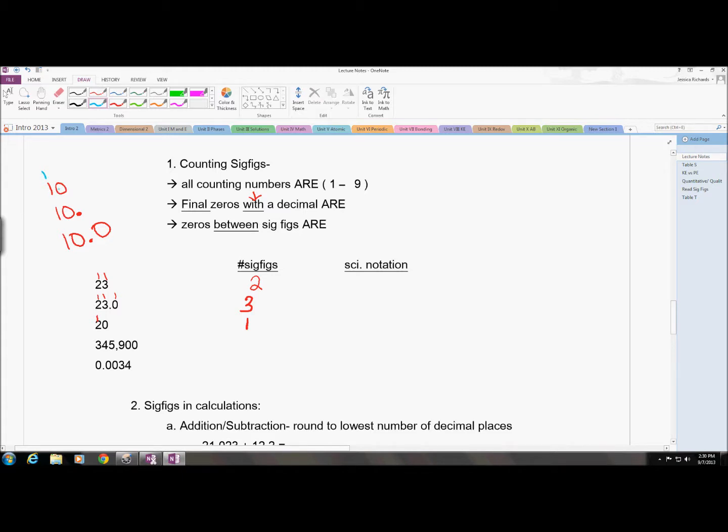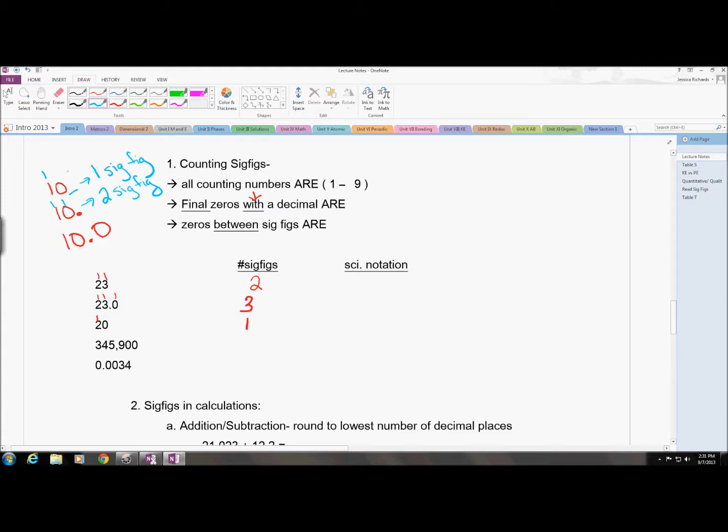Does it end in 0? Yes. Is there a decimal here? No. So this number contains 1 significant figure. The 1 counts, it's a counting number. Does it end in 0? Yes. Is there a decimal? Yes. This one counts. 10.0 contains 2 significant figures.